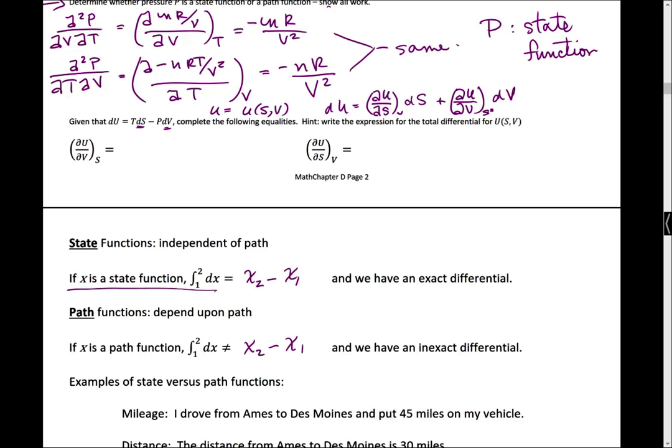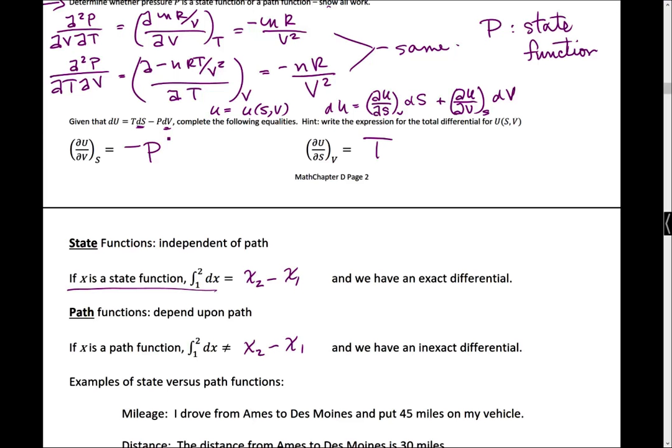Now what I can do is compare this with the other differential equation. We see that I've got dS here and dS here, and dV and dV. That tells me that (∂U/∂S) at constant V has to be the same as the temperature, and (∂U/∂V) at constant S has to be the same as negative P. So we're going to be utilizing this a lot down the road.